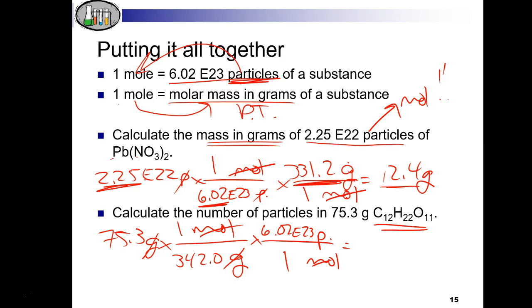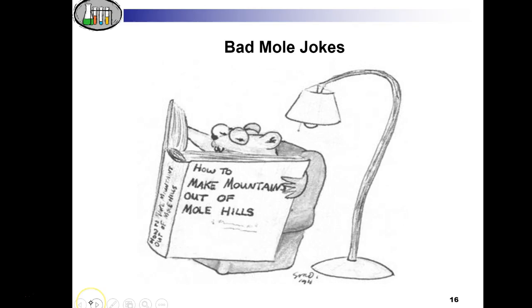Oh heavens, what did I just do? Let's try that again. 75.3 divided by 342 times 6.02 e to the 23rd. And I get 1.33, 3 sig figs. But if I'm doing particles, I want to make sure I include that exponent part. Sometimes people have a tendency to forget that. Okay? There's a huge difference between 1.33 and 1.33 e to the 23rd. Enormous difference. So make sure you include that when you're doing these conversions.